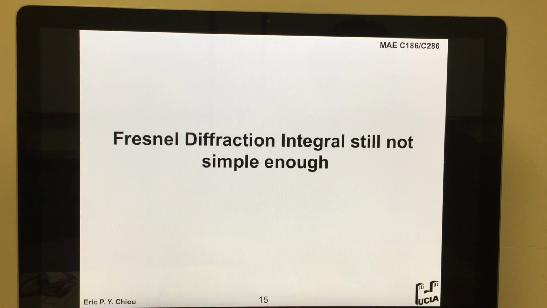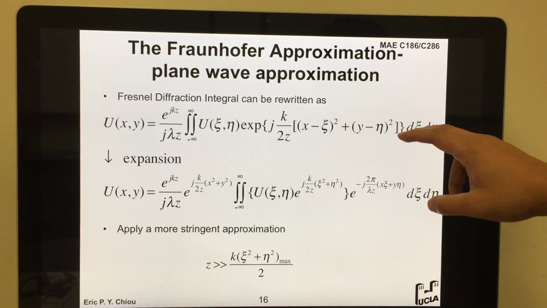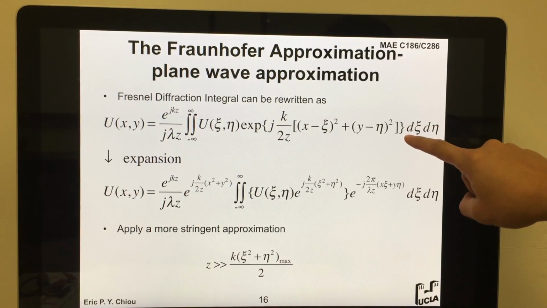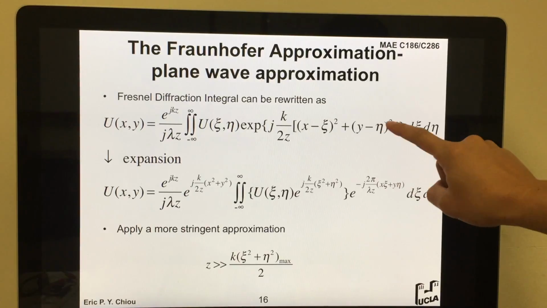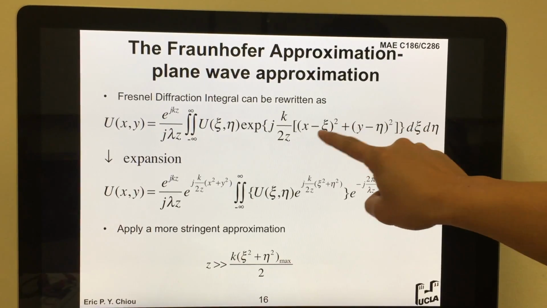And we're not satisfied with the Fresnel diffraction integral. We know it could be quite accurate, but it's still not that easy to calculate. So we want to do further simplification. This is the Fresnel diffraction integral, and this term we want to further simplify. So what we do is expand this, we multiply it out.